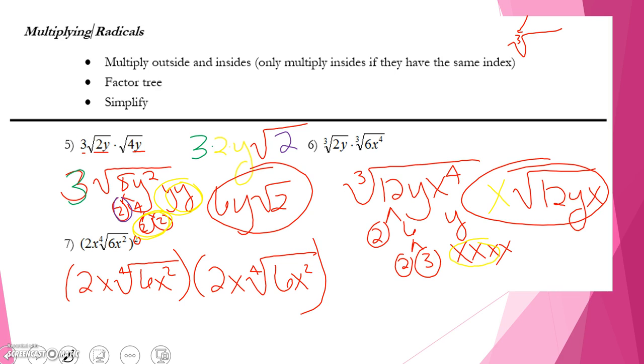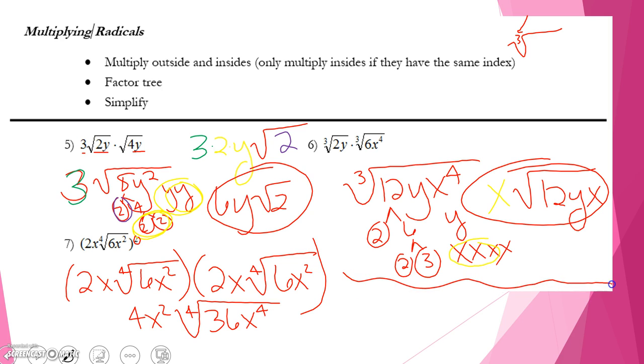So I'm going to multiply the outsides together. That's 4x squared. I'm going to multiply the insides together. That's 36x to the 4th. Remember that you have to add the exponents. So I'm going to make my tree for 36. I'm going to do it off to the side because I'm running out of room.